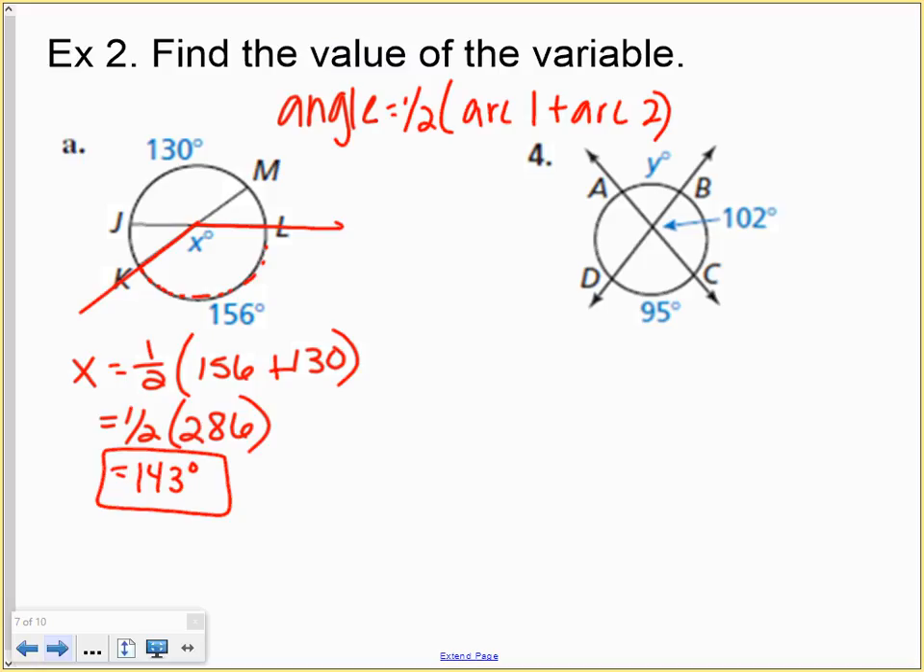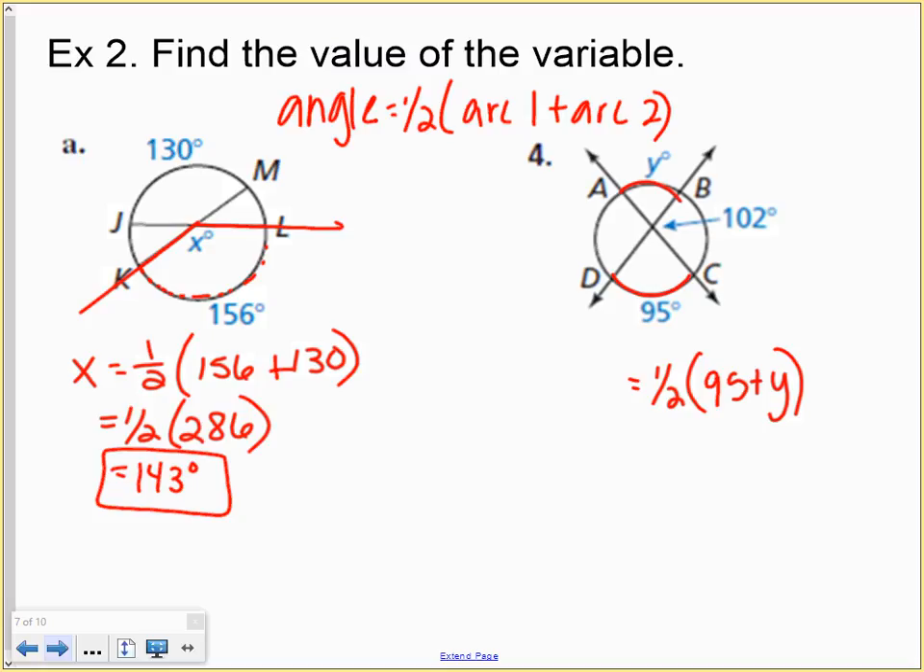Now, the second one, and I realize I go from A to 4, but it must have been because I was too lazy to change that. The second one, you're still going to use this theorem, and we know what the two arcs are. So let's go ahead and get those plugged in on the other side of the equation. The two arcs are the 95 and the y.